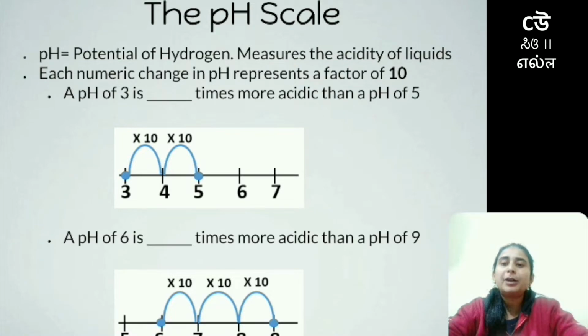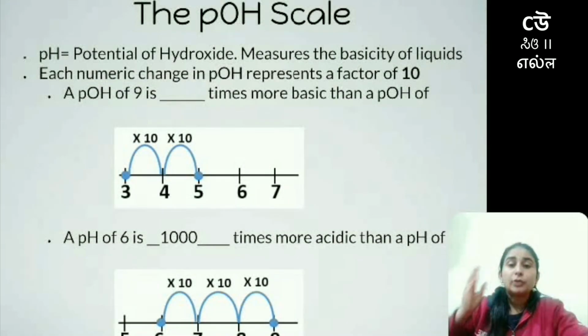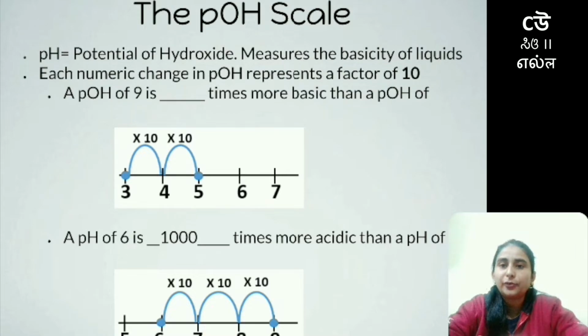Then if we talk about a pH of 6, it is going to be around how many? 10 times 10 times 10 times more acidic than that of pH of 9. So as हम value switch on करते हैं, you'll get a factor of 10.